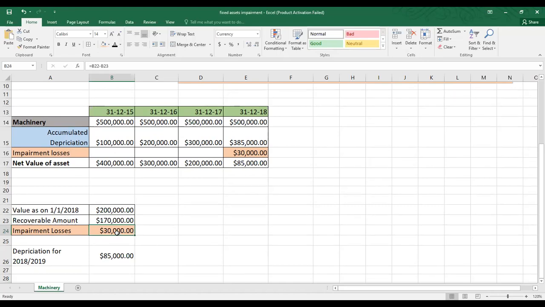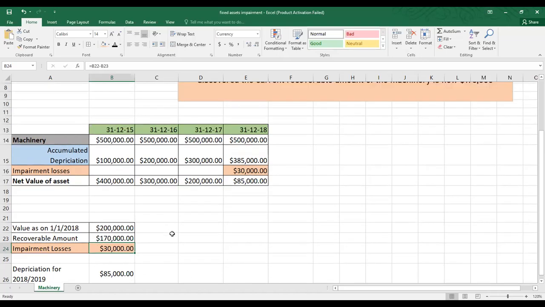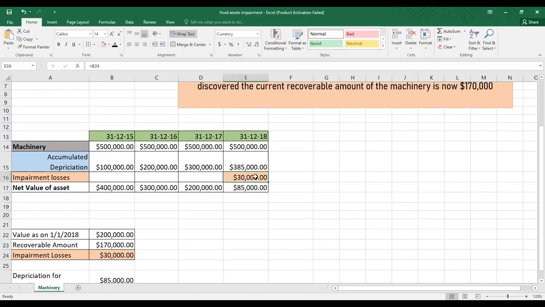And the impairment loss is $30,000. That is $2 lakh is the value as on 1st of January 2018, but the recoverable amount now is $1,70,000. Hence, the impairment loss that needs to be recorded is $30,000. Now, this $30,000 will form a part of the income statement of the current year for the purpose of reporting. And also, this is going to be a part for the calculation of the net value of the asset that shall be recorded for the purpose of reporting into the balance sheet. This is for the balance sheet calculation.